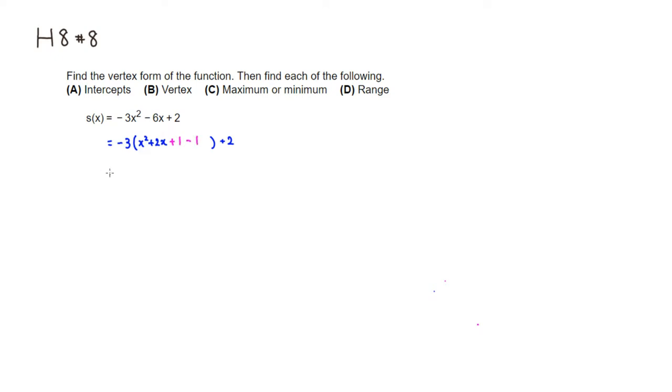Then I'm going to keep the first three terms together in the parentheses, so x squared plus 2x plus 1. Then I'm going to distribute this -3 to the leftover term, which is -1. So -3 times -1 is +3, and you have plus 2. So we can write it as -3, x plus 1 squared, where 1 is half of that number, and 3 plus 2 is 5. So this is the vertex form.